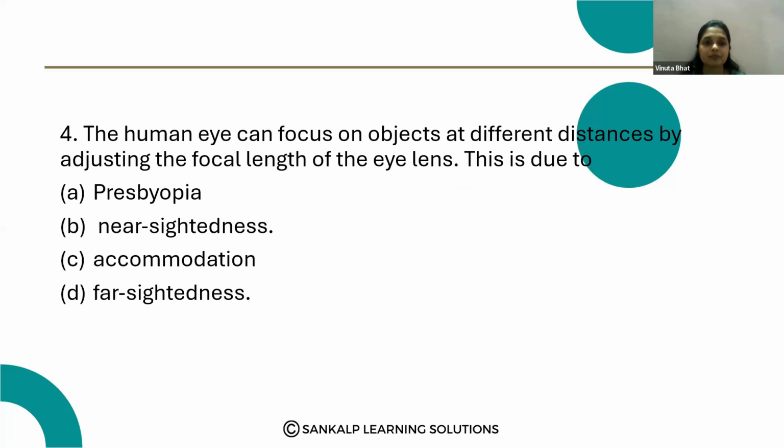Next question. The human eye can focus on objects at different distances by adjusting the focal length of the eye lens. This is due to option A, presbyopia. Option B, nearsightedness. Option C, accommodation. Option D, farsightedness. So the correct answer is accommodation, option C. Because of accommodation, we are able to adjust the focal length of the eye lens.